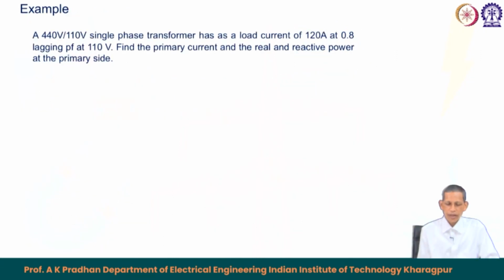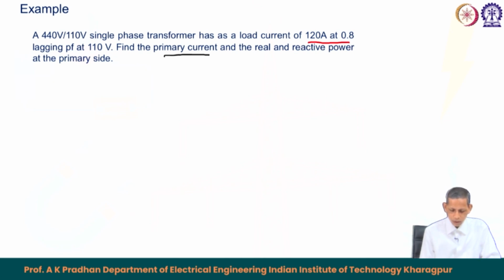Now, let us see an example. As the statement says, a 440 volt by 110 volt single phase transformer has a load current of 120 ampere at 0.8 lagging power factor, and in this case we are to find the primary current and the real and reactive power at the primary side.